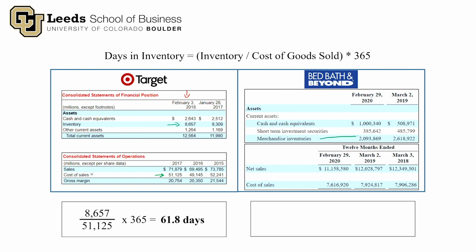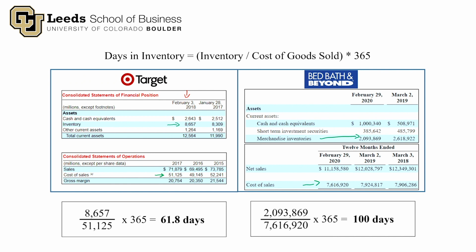Now let's compute for Bed Bath & Beyond. Here's Bed Bath & Beyond's merchandise inventory of 2,093,869, and their cost of sales is 7,616,920. The ratio of the two times 365 gives you 100 days for Bed Bath & Beyond. I don't know whether this fits with your intuition or not, but merchandise sits on the Target shelf for 61.8 days, while on average it sits on the Bed Bath & Beyond shelf for 100 days. So Bed Bath & Beyond has their merchandise sitting on the shelf longer than Target. That is one interpretation of this finding.